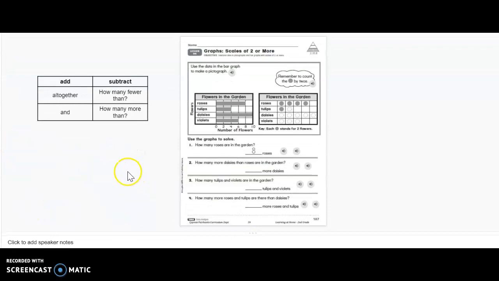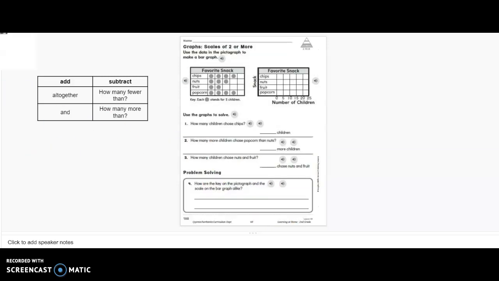So that's all you have for your first page. Answer all the parts. If you want to be read to, click on those little voice icons. Second page, I want you to work with graph scales of 2 or more. So in this page, we are working with graphs that count by 2s or 5s. If you look at the key down here, you can see that each dot stands for 5 children. So for this particular graph, you're going to be counting by 5s.